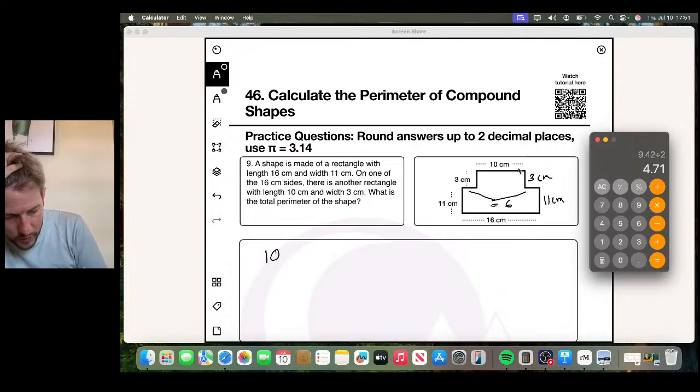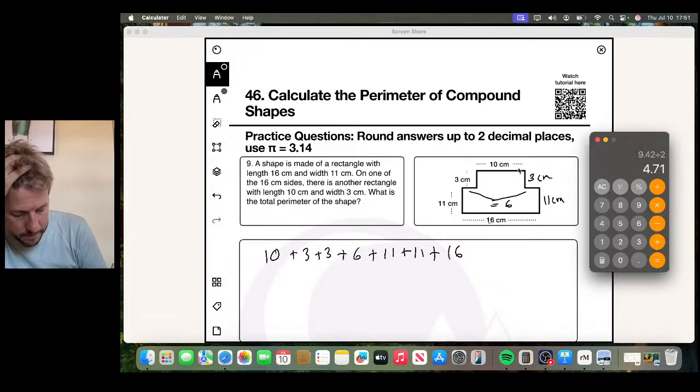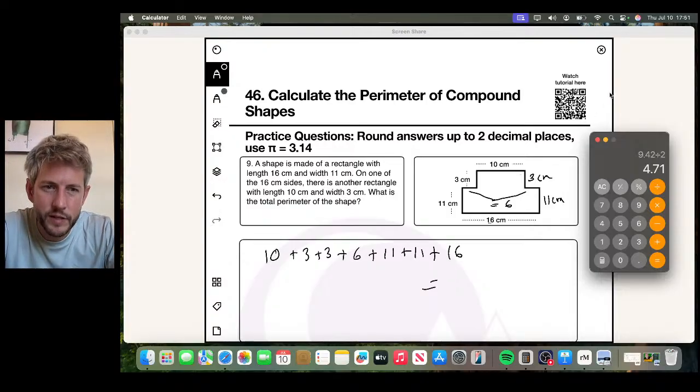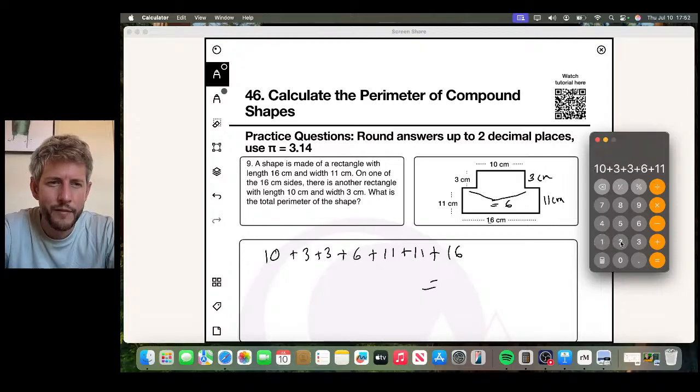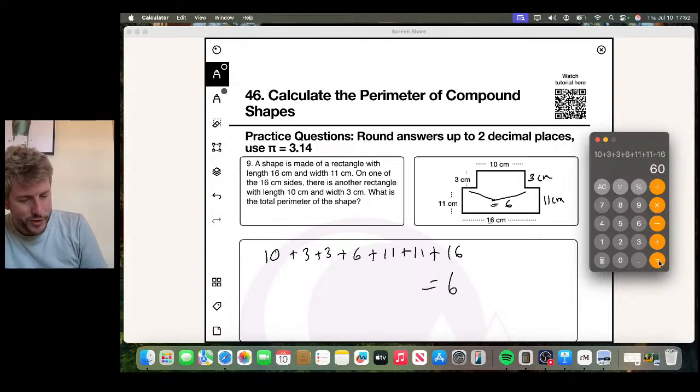So from the top we've got 10, add 3, and then add this 6 here, add 11, and then add the 16. Okay, and then I can do this all on the calculator. 10, add 3, add 6, add 11, add 16. Okay, and that makes 60. So that would be 60 centimeters there.